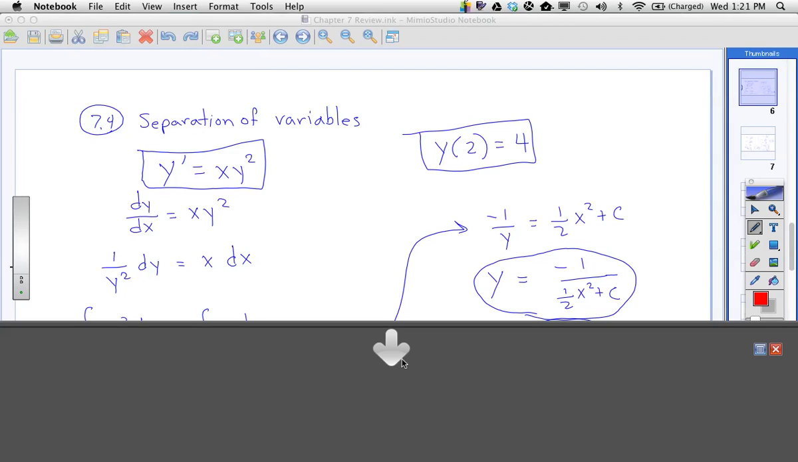Now, I'm okay with that as my final answer. Well, we still have to find c. But I'm okay if you have that fraction in there. Now, the only time that might not be good is if it was a multiple choice problem and you had to match it, right? So how could I get rid of that half?